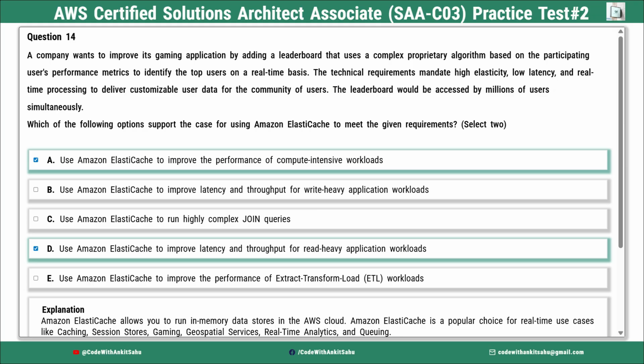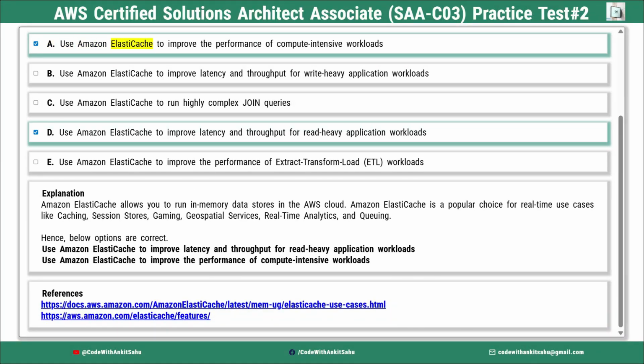Correct answer. Option A. Use Amazon Elasticsearch to improve the performance of compute-intensive workloads. Option D. Use Amazon Elasticsearch to improve latency and throughput for read-heavy application workloads. Explanation: Amazon Elasticsearch allows you to run in-memory data stores in the AWS cloud. Amazon Elasticsearch is a popular choice for real-time use cases like caching, session stores, gaming, geospatial services, real-time analytics, and queuing. Hence, below options are correct.